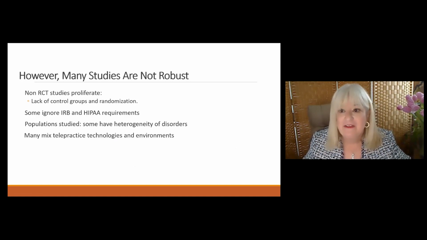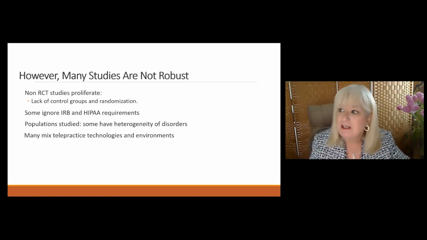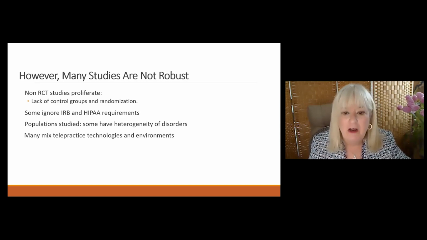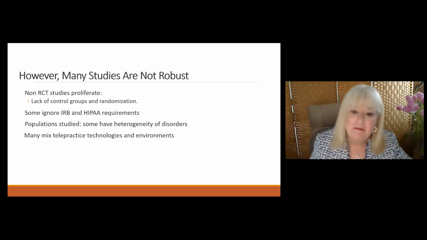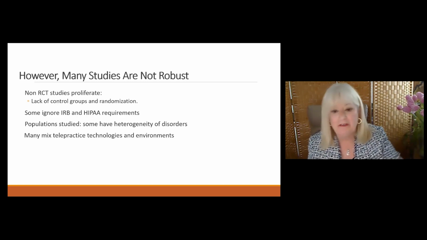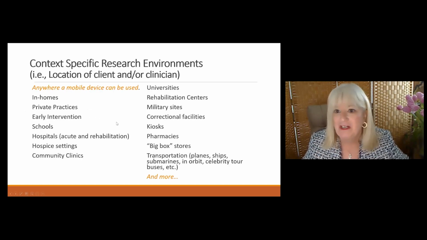The problem is that the studies are not robust. And I can attest to that as a journal editor. We refuse many more than we publish. There's a lack of control groups. There's a lack of randomization. Some, especially in other countries, don't present IRB approvals. Some don't go along with HIPAA requirements. The populations studied are often heterogeneous, so it's hard to generalize from one to another. And some mix the technologies and the environments in one study. So it's very hard to get a pure study.